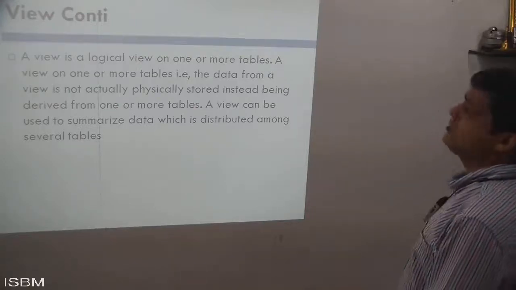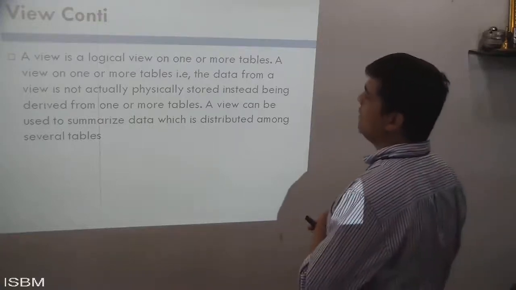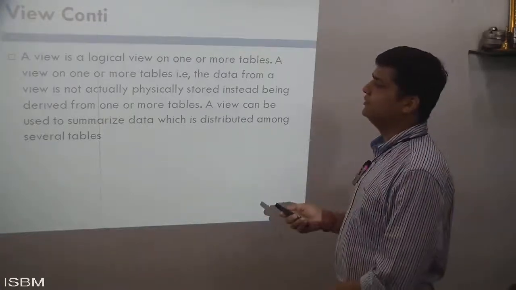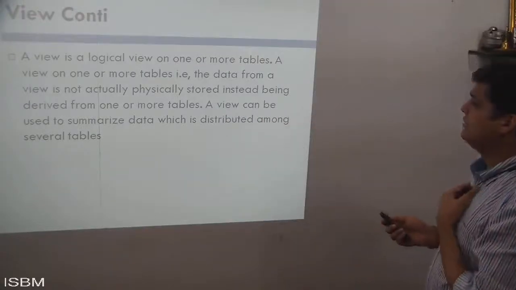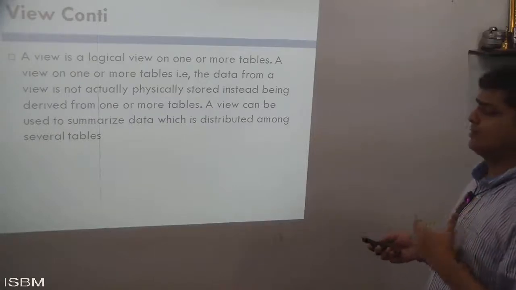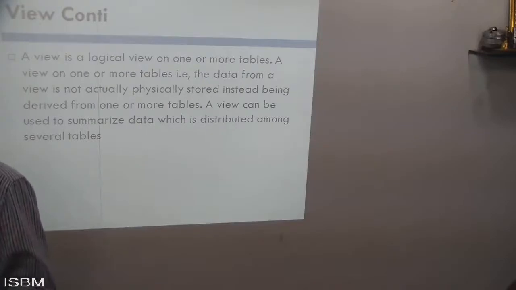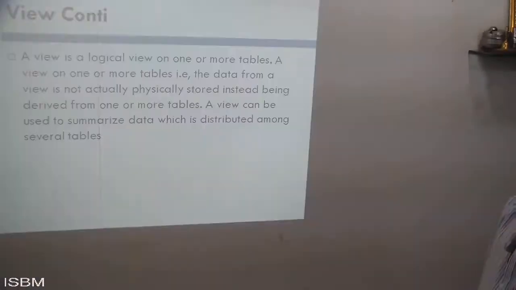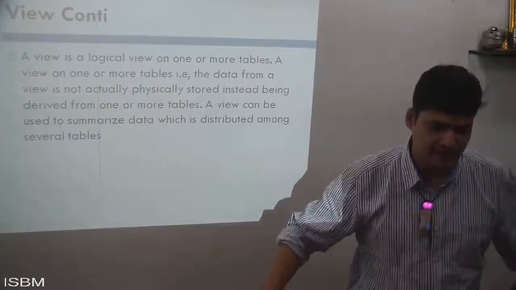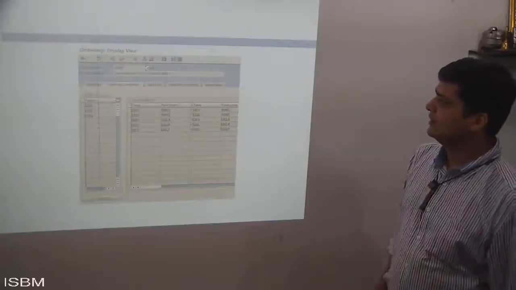A view is a logical view on one or more tables. The data of a view is not physically stored and is derived from one or more tables. A view can be used to summarize data which is distributed among several tables. View is nothing but a kind of summarization from different tables into one table.